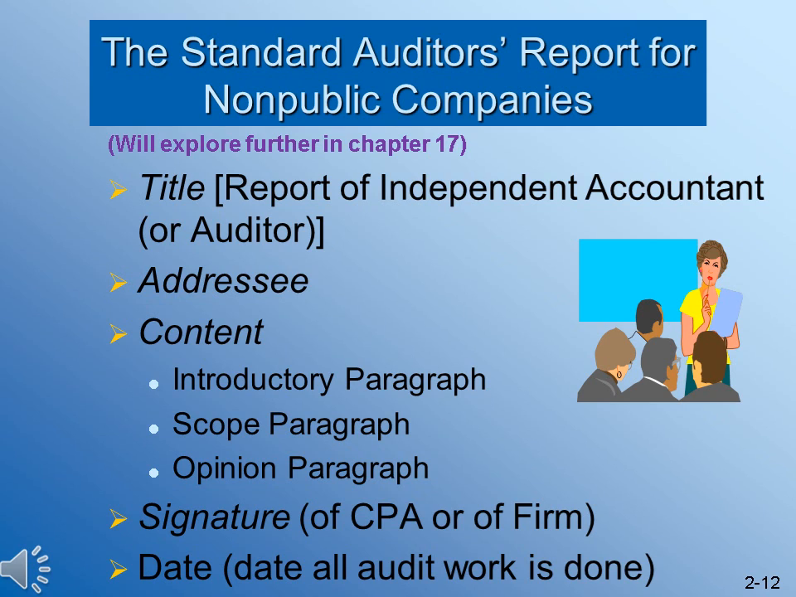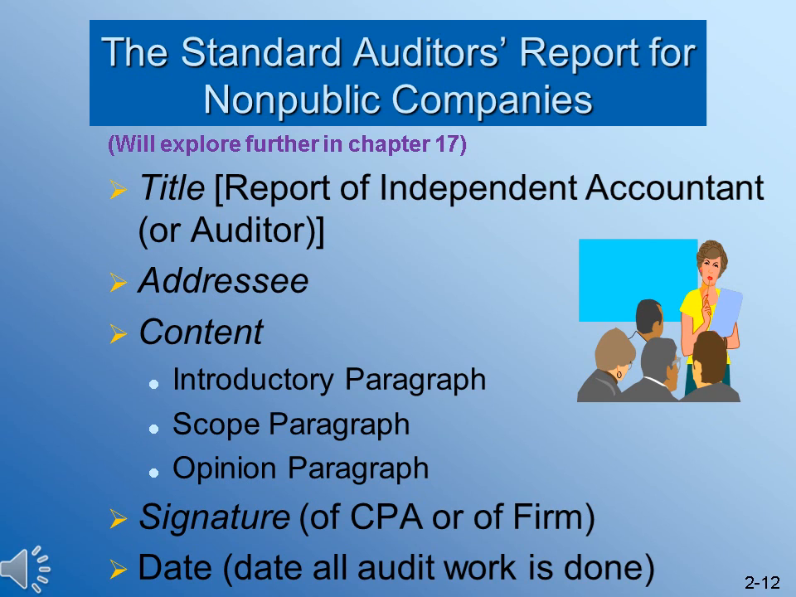As I mentioned earlier, the audit report does consist of 3 paragraphs. The first paragraph clarifies the responsibilities of management and the auditors and is referred to as the introductory paragraph. The second paragraph describes the nature of the audit and is called the scope paragraph, and the final paragraph, also called the opinion paragraph, is a concise statement of the auditor's opinion based on the audit.